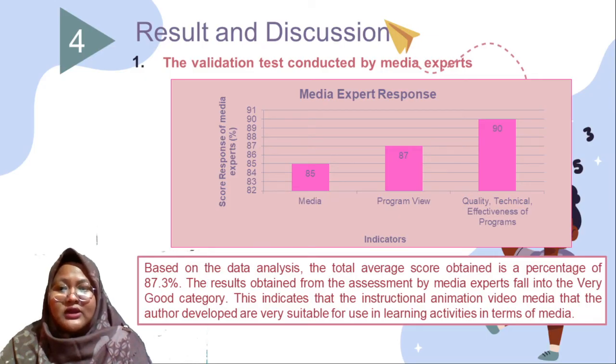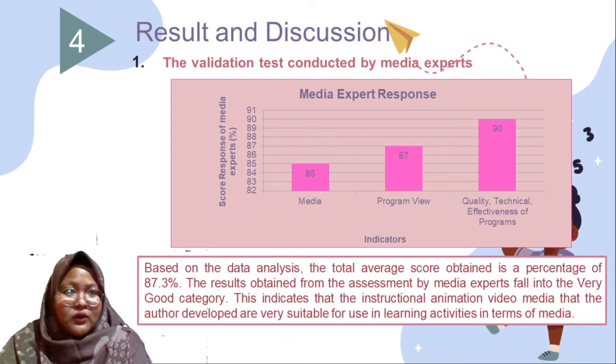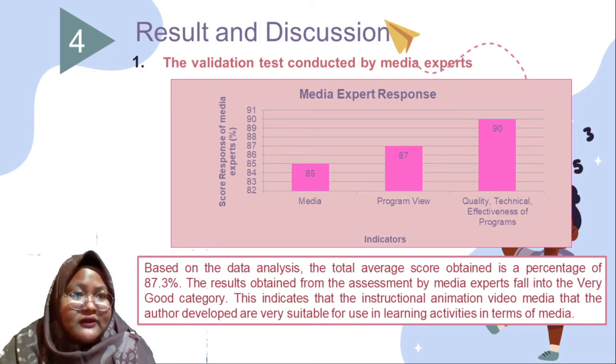Okay, now we move to the next stage, which is result and discussion. The development of a Powtoon learning animation video on Newton's law material is validated by two experts, the media expert and the material expert. First here is the validation test conducted by the media expert. We can see the result in the graph. From the graph, we know that there are three indicators of the media expert: media, program view quality, and technical effectiveness of programs.